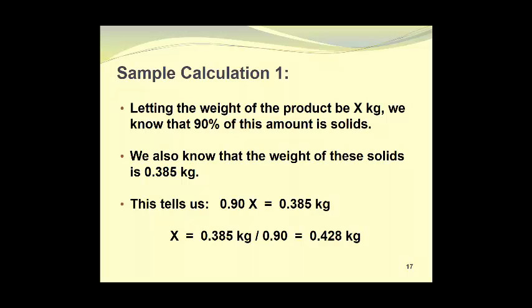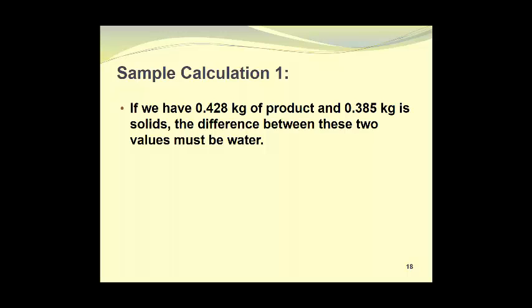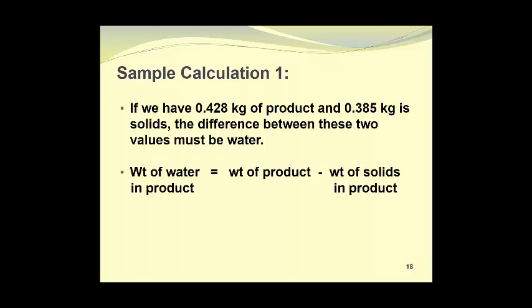Solving for X, we see that X is equal to 0.385 kilograms divided by 0.90, which is equal to 0.428 kilograms of product coming out of the dryer. If we have 0.428 kilograms of product and 0.385 kilograms of this is solids, the difference between these two values must be water. The weight of water in the product will be equal to the weight of the product minus the weight of solids in the product.